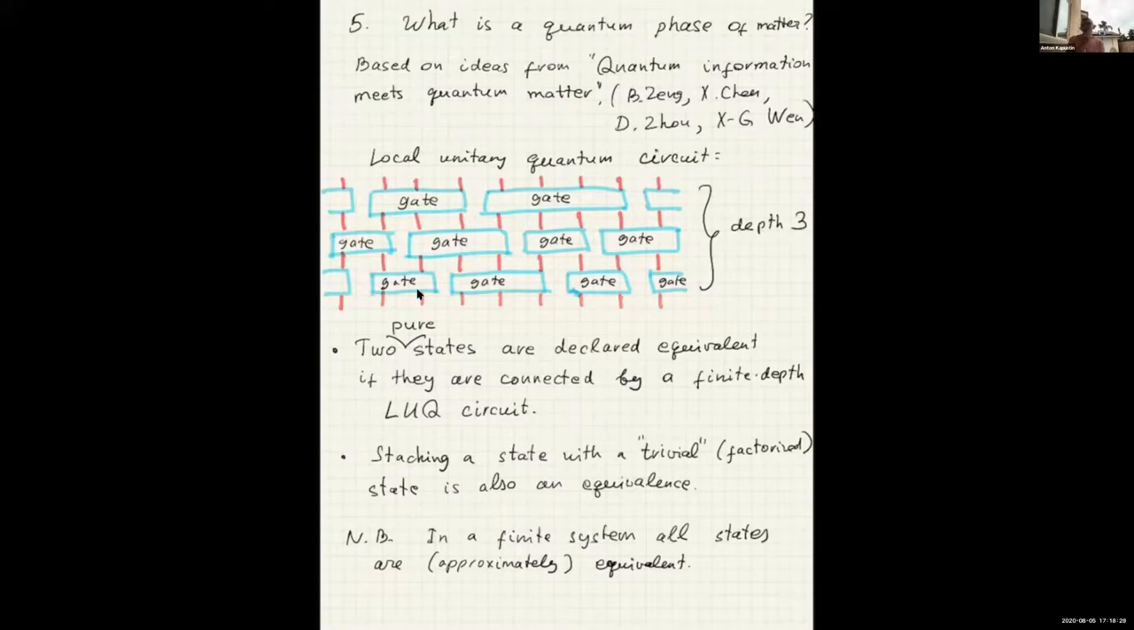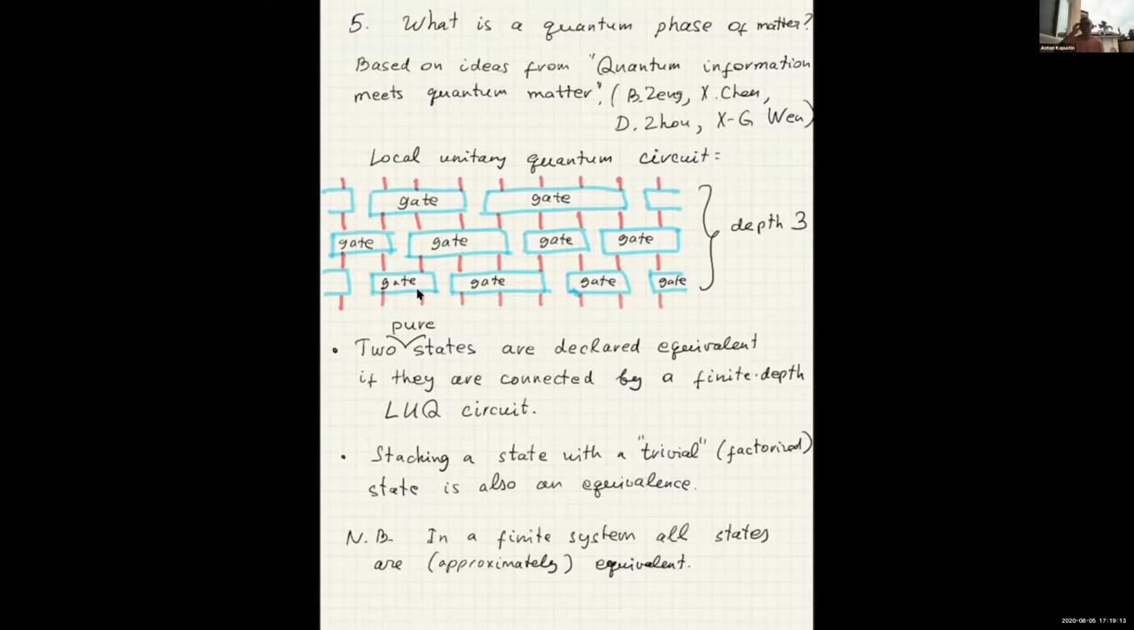Now, the good thing, of course, is that in a finite system all states are going to be equivalent, because you can connect any two states in this way, since you only have a finite number of spins to work with. In fact, you can take one big gate whose size is of the order of the system and do everything in one step. If you say the size of the gate shouldn't grow with the system size, that makes life harder, but you can just do this many, many times. In a finite time, you're going to connect any two states. That's actually a good thing, because we want this equivalence relation to become non-trivial only in infinite volume.